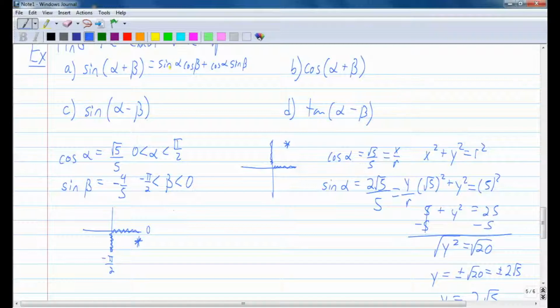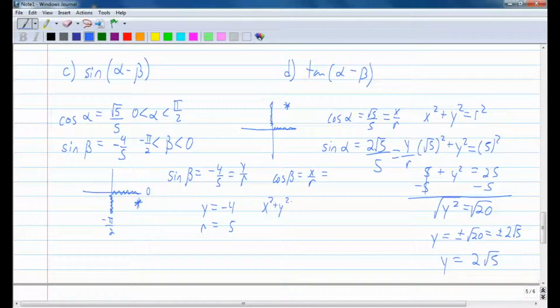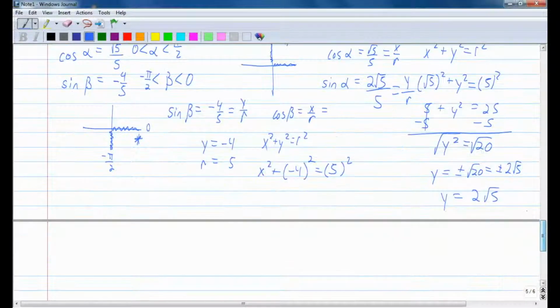Okay? Now we're given that the sine of beta is equal to negative 4/5. So if sine of beta is equal to negative 4/5, it's also equal to y over r. So our y is equal to negative 4, our r is equal to 5. We want to find cosine of beta, and cosine of beta is x over r. So we have to use these values and the formula x squared plus y squared equals r squared to find x. So I have x squared plus negative 4 squared equals 5 squared. So x squared plus 16 equals 25.